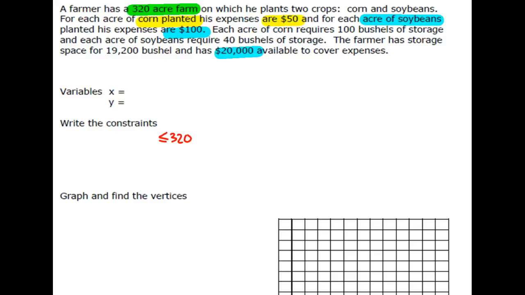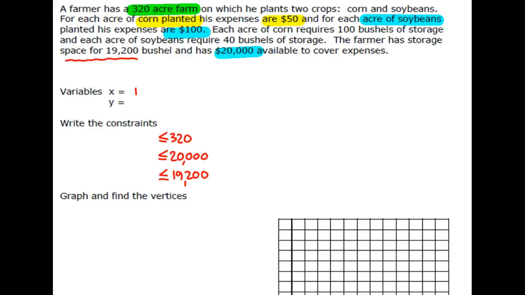The money spent has to be less than 20,000. And then there's this other thing for storage, for 19,200 bushels, okay? So he only has room for 19,200 bushels, so the amount of bushels that are stored has to be less than 19,200. And we got some coefficients here, so we're going to have to define our variables.